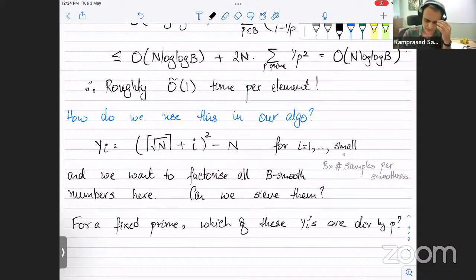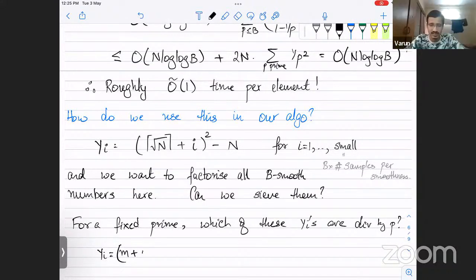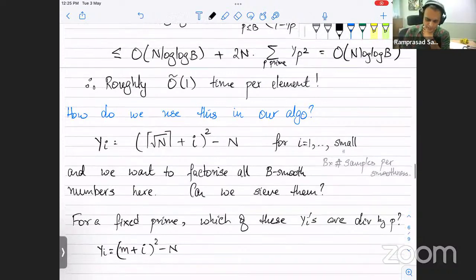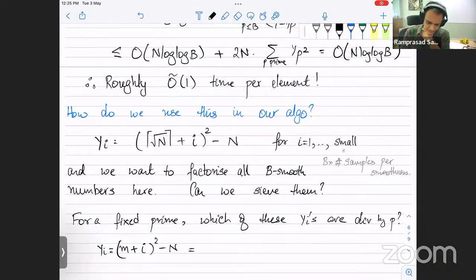Actually, that is true. So let's just do the following. So you are basically saying that this yi is basically equal to, no, but this root n is not quite n. There is some other thing. Yeah. But it actually looks like m plus i the whole square minus n. And I want to know, what can I say about i if I want this to be equal to 0 mod p?